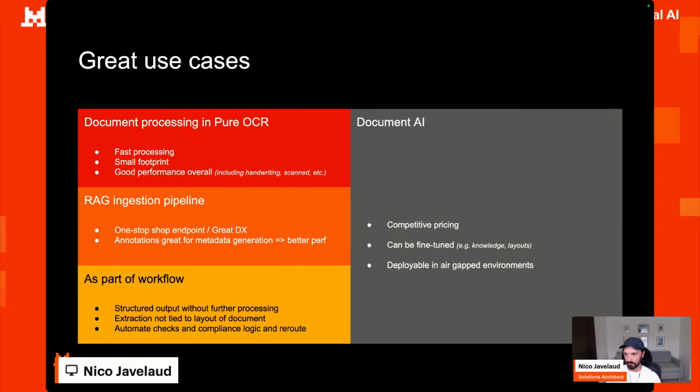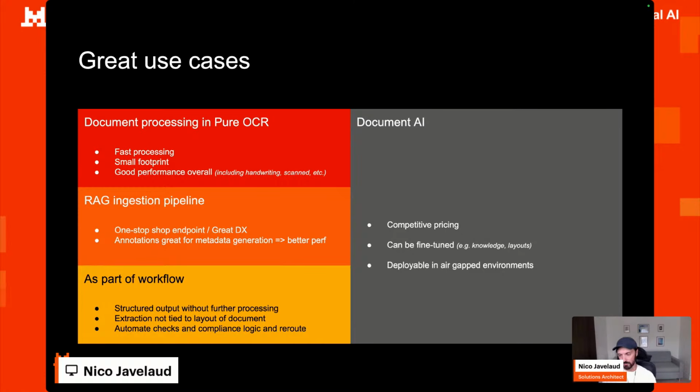And if you're more part of a workflow, for example, a very common scenario here is the banking industry doing document AI as part of a KYC process. The fact that you're getting the structured output without further processing, so it's not just the characters that you get, it's structured output that you can work with. That's usually great.